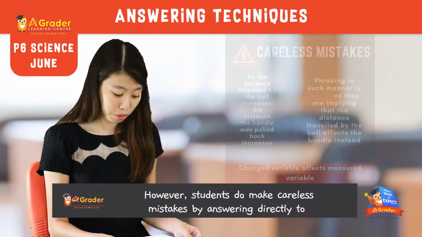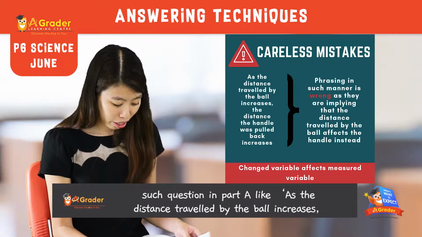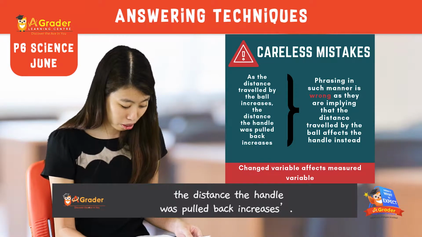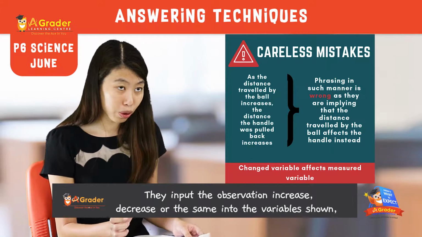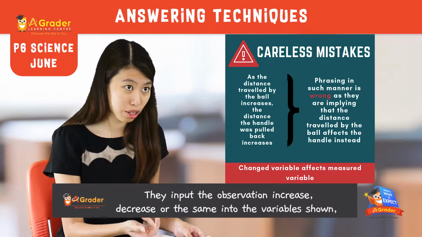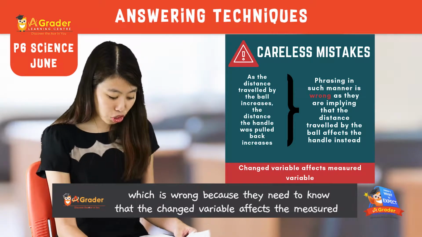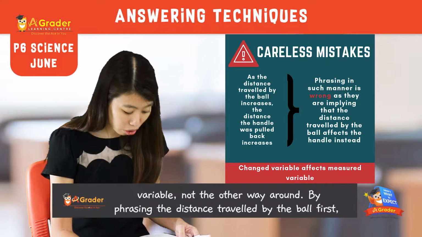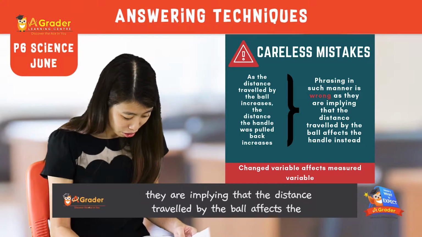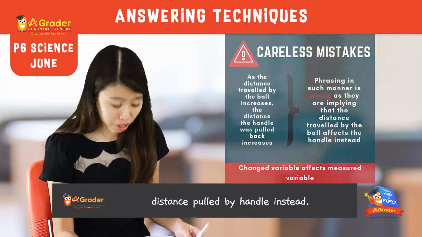However, students do make careless mistakes by answering directly to such a question in part A as: as the distance traveled by the ball increases, the distance the handle was put back increases. They actually input the observation, increase, decrease, or the same, into the variables shown, which is wrong because they need to know that the changed variable affects the measured variable, not the other way around. So by phrasing the distance traveled by the ball first, they are implying that the distance traveled by the ball actually affects the distance the handle was put back instead.